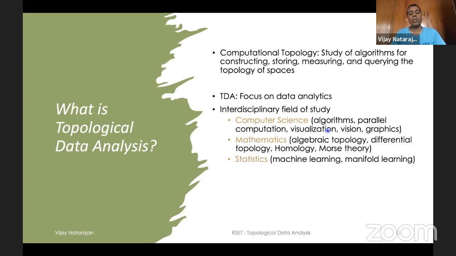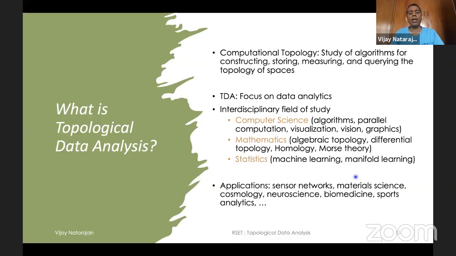There's a lot of interest in TDA from mathematicians, particularly those who were studying topology, algebraic topology earlier, those who were studying differential topology, or for example, Morse theory, right? And there is a lot of interest now from statisticians, particularly those who are interested in the study of large collections of data and so on. And of course, computer scientists who are studying machine learning or manifold learning and so on.